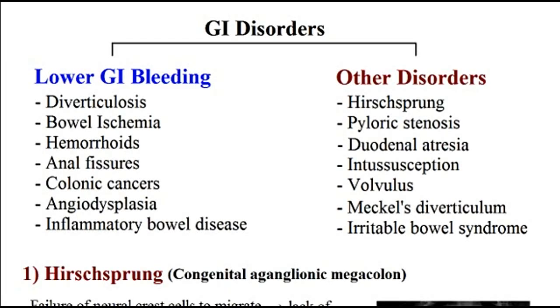Here I have listed some of the high-yield GI disorders that you will have to know for your Step 1 exam, and in a separate video I have discussed the GI disorders that are common causes of lower GI bleed. So here I'm just going to focus on the other disorders which are listed on the right-hand column.